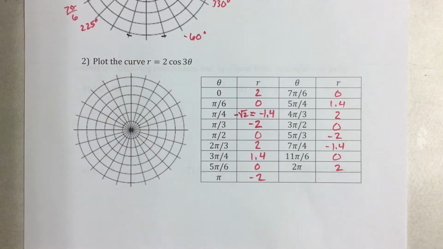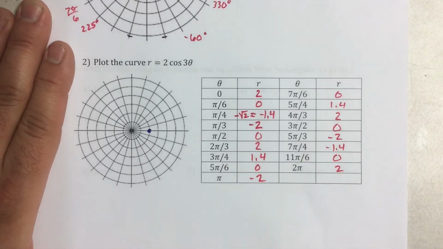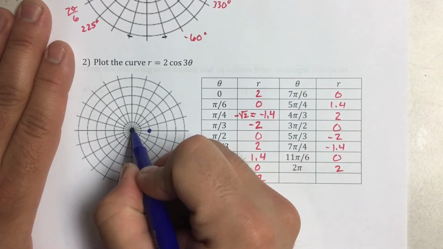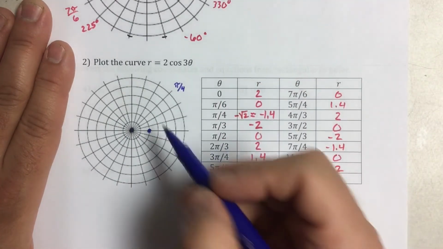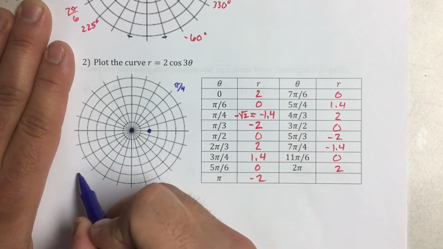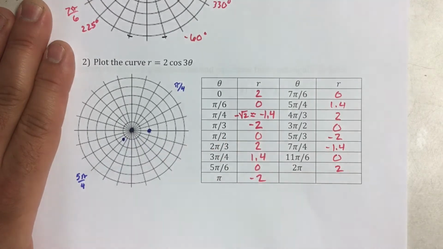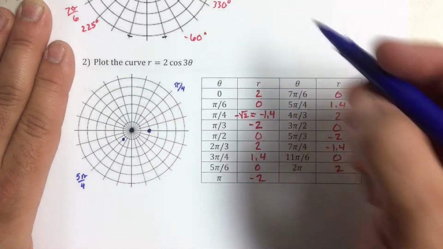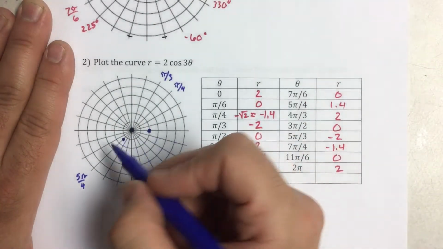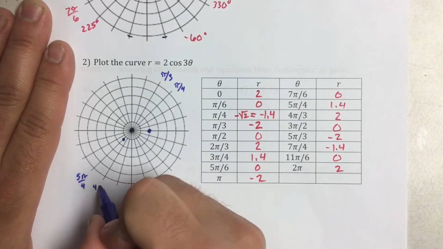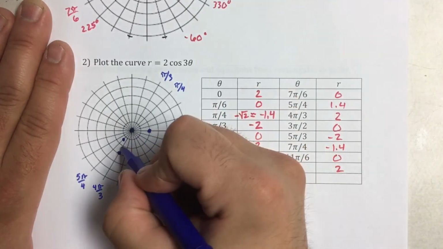There's a cycle that we go through. So let's plot these. So 0, 2. Okay. 0, 0. Okay. Pi over 4. And then -1.4. So negative 1 points to negative 1 and roughly a half. Okay? And then at pi over 3, we're at negative 2. That's negative. There we go.